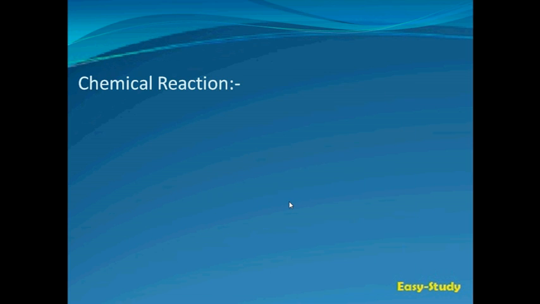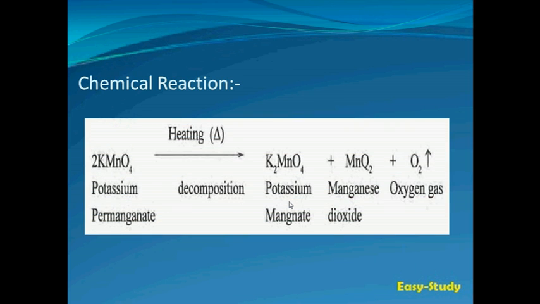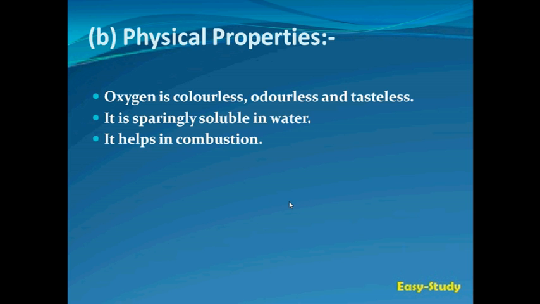Diagram is shown. This is the chemical reaction which takes place during this procedure. That is, potassium permanganate when heated gives potassium manganate with manganese dioxide and oxygen gas is evolved. Physical properties of oxygen. Oxygen is colorless, odorless and tasteless. It is sparingly soluble in water. It helps in combustion.